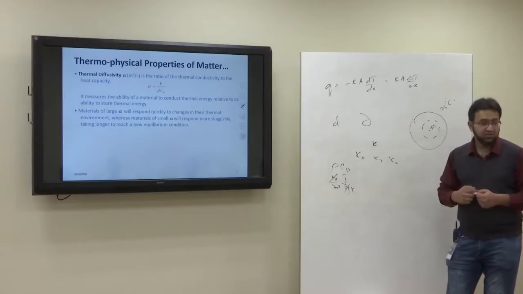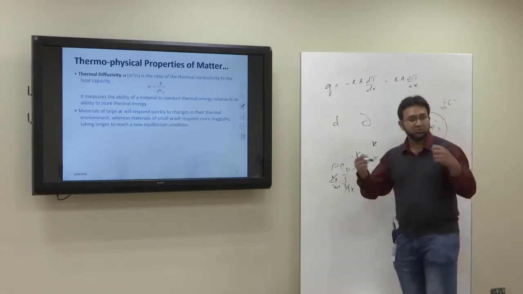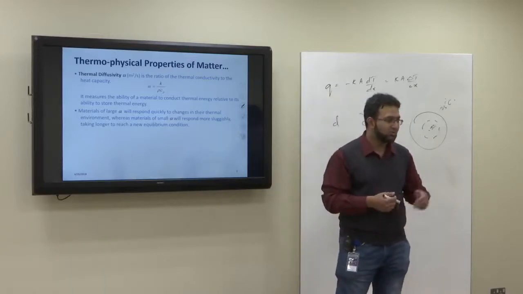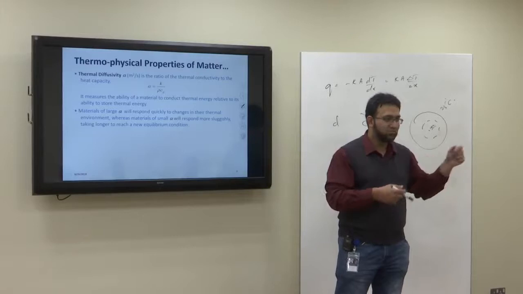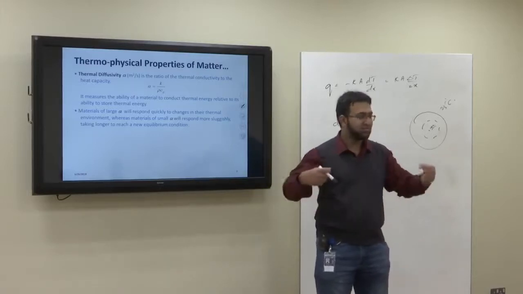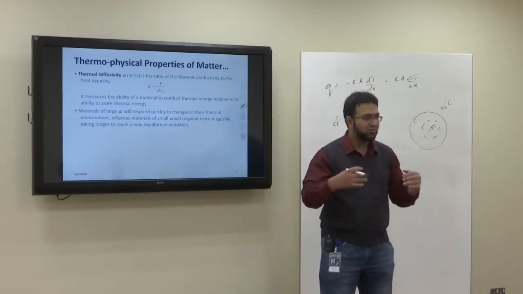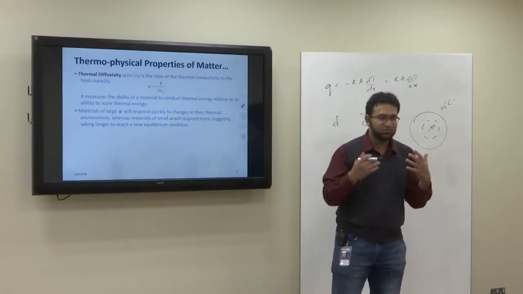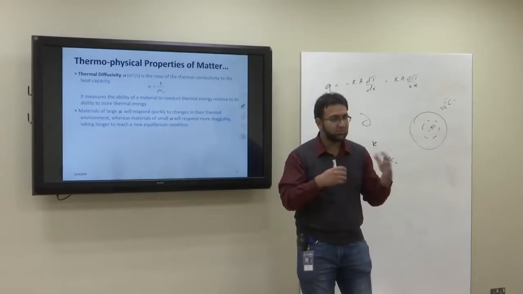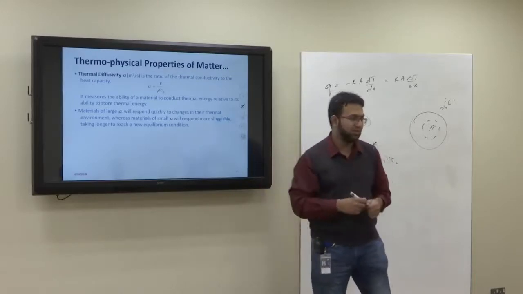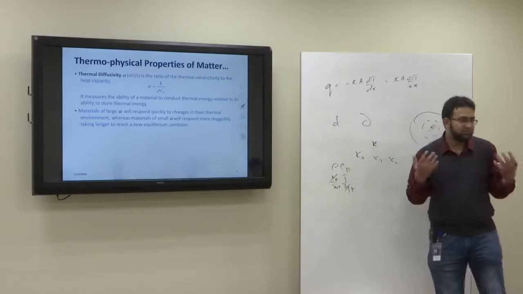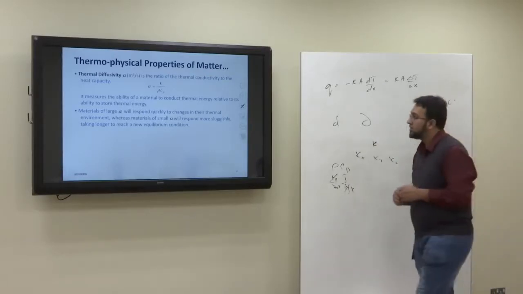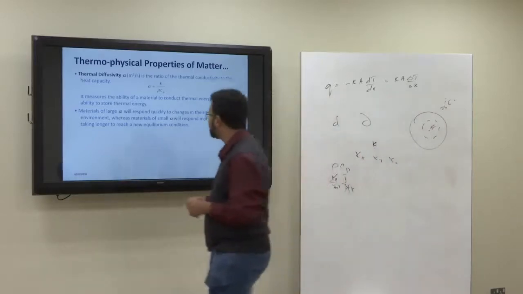A material which can store a large amount of heat will not be able to transport much, because you supply heat to it, but it has an ability to store much, so it will not transport, it will store. And the ones which normally have less storage capability will transport quickly, because their storage is full, then they transmit. So anyways, materials of large alpha.